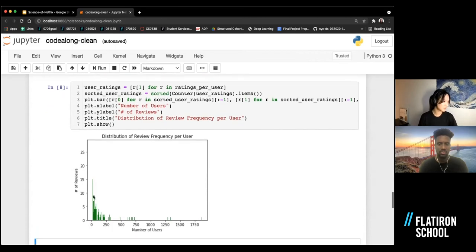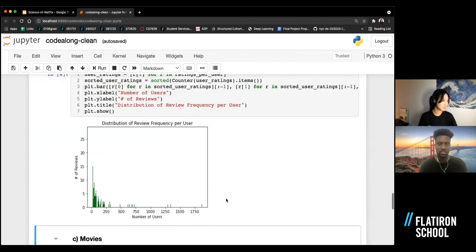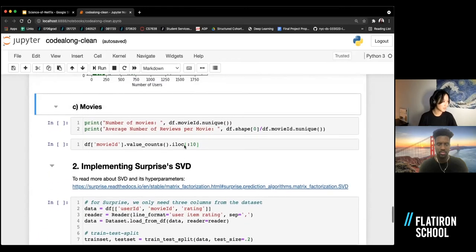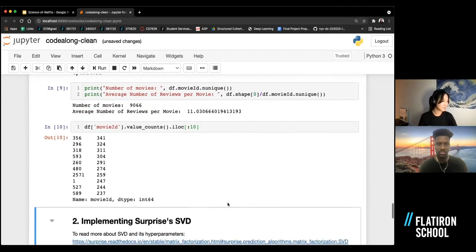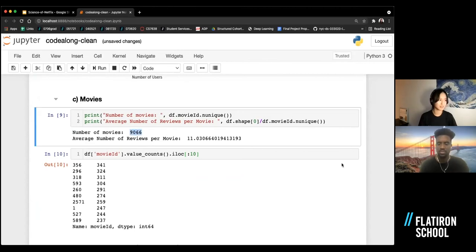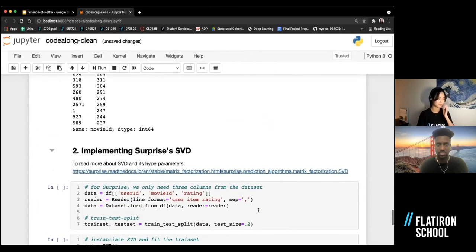Another one we can see, review frequency per user. Most users have, let's see, around 1 to 2 reviews. You can do the same thing on the movies end. And you can see that there's 9,000 movies in this data set, and the average number of reviews per movie is 11. And you can do as much exploration as you want on this data set. But we're going to get straight into the modeling portion.